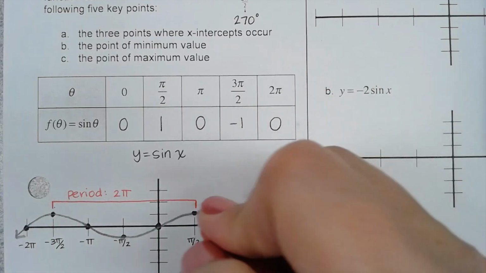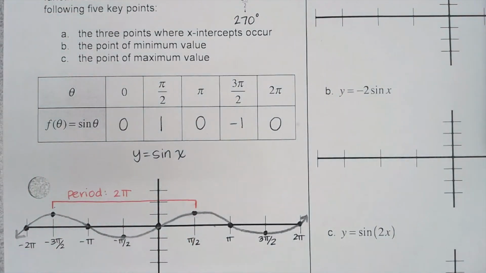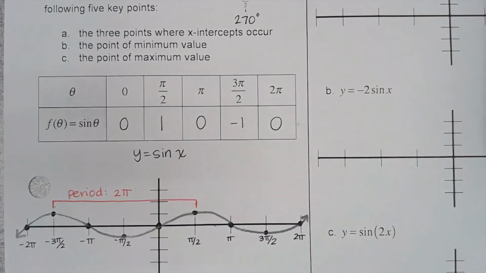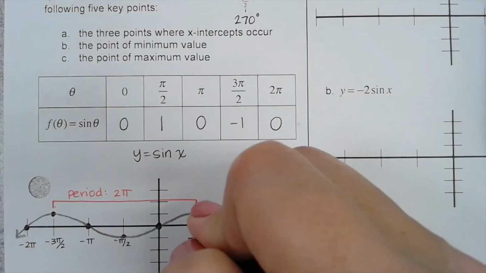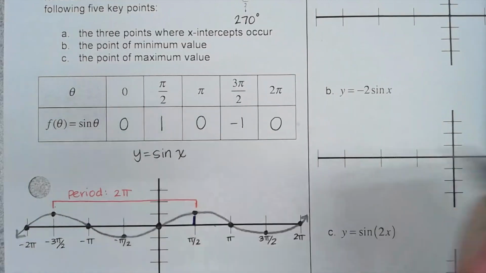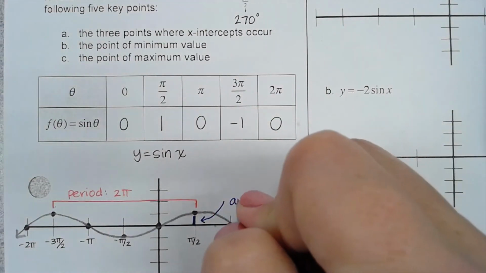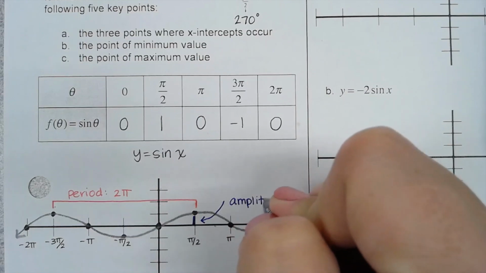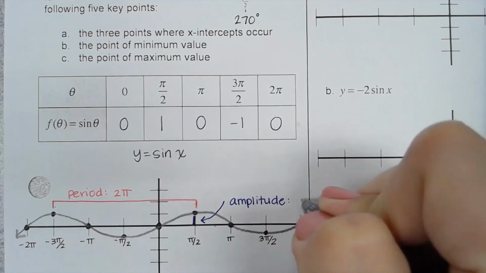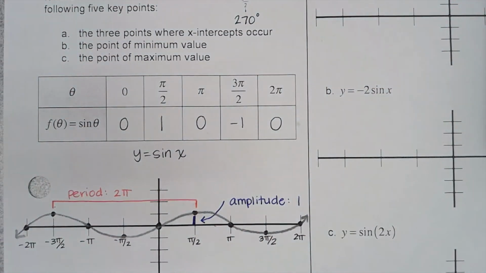So for this one, I'll label it here. I should use a different color though. I'll use blue. So for this one, the amplitude is this distance right here. So I'm just going to color it in blue so you know what I'm measuring. And I'll make a little line over here. So for this one, the amplitude on the graph is 1 because it's going up 1 or it's going down 1 from that x-axis.